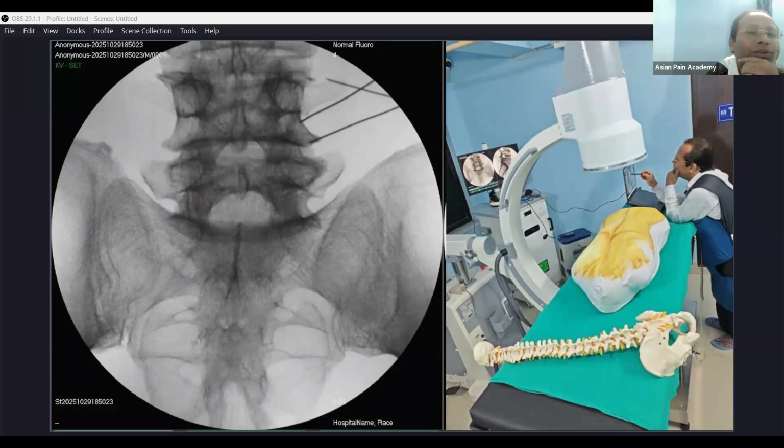It is also possible, but I think this much angulation doesn't matter. Usually, we do the L4 upper end plate only, making them a single line.